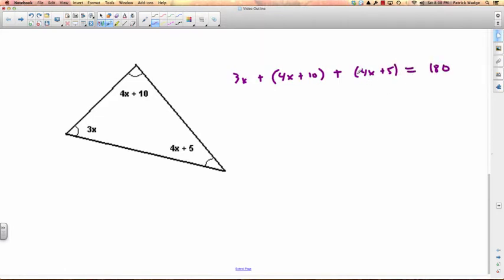So you just have a fairly simple algebraic question to answer. You can combine the x's. 3x plus 4x plus 4x is 11x. You can combine the 10 and the 5 to get plus 15.